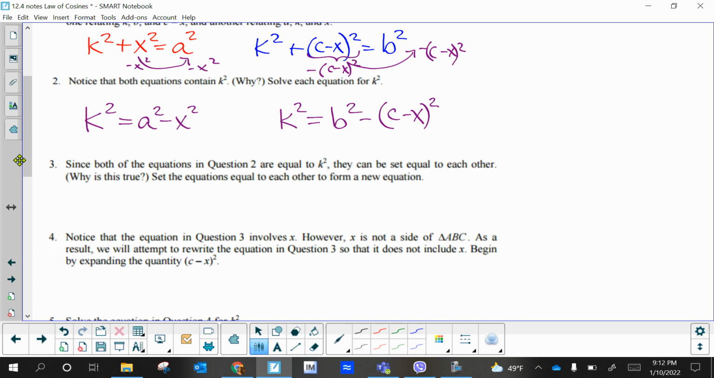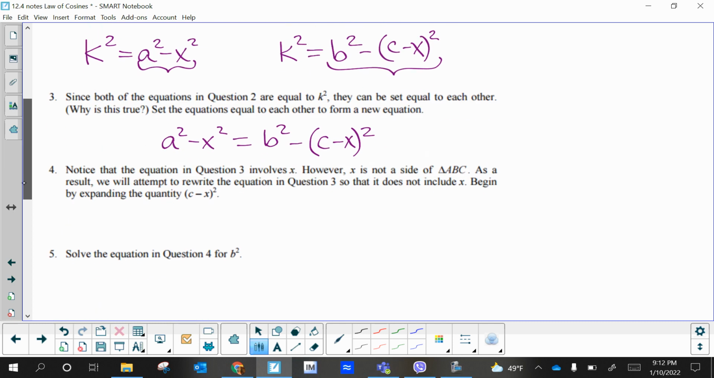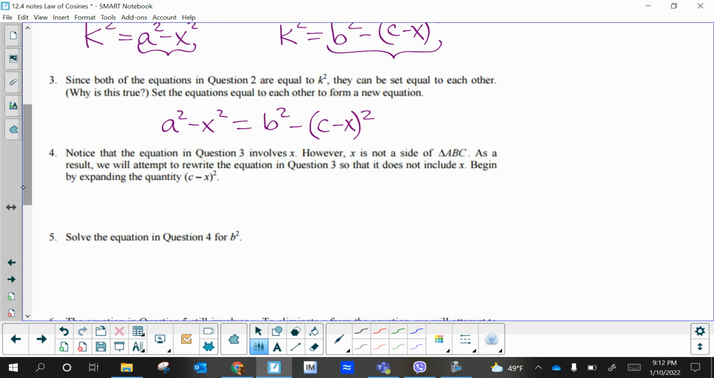All right, here we go. So this is going to equal this. So that's all I want to do is write that down. So a squared minus x squared equals b squared minus c minus x squared. All right. Notice in the equation in question 3, it involves x. However, x is not a side of triangle ABC. As a result, we will attempt to rewrite the equation in question 3 so that it does not include x.